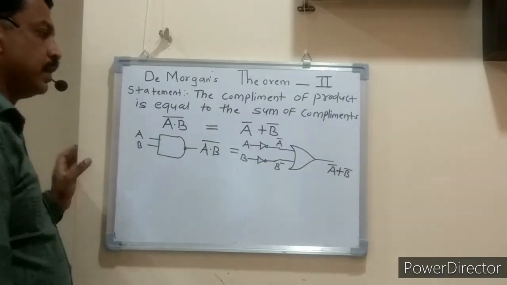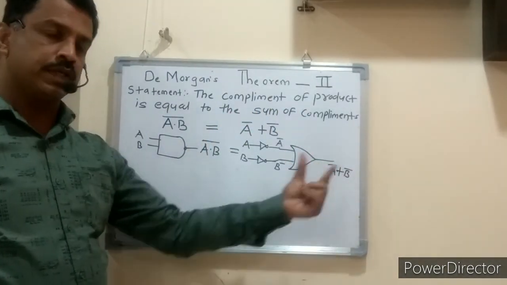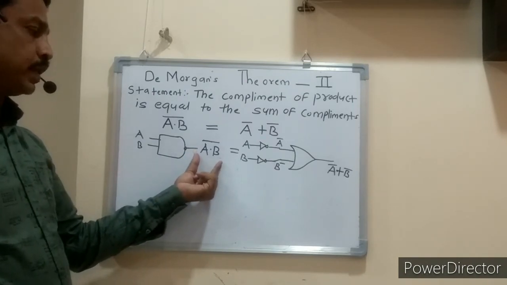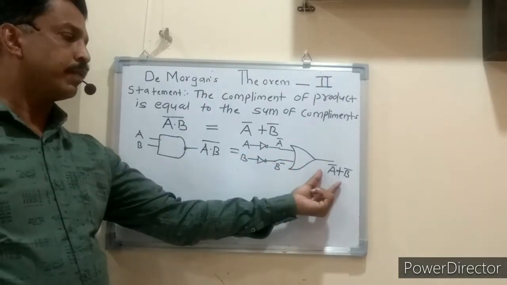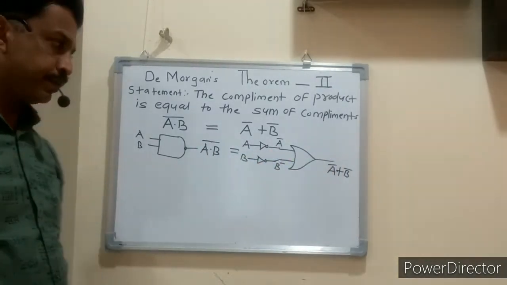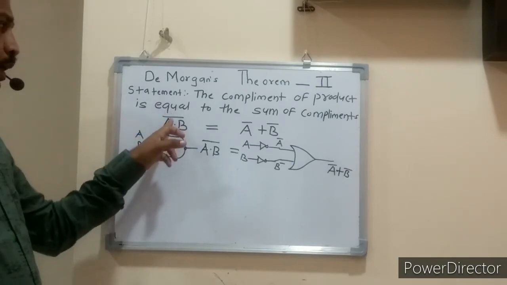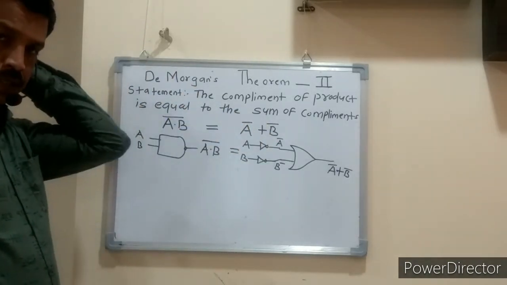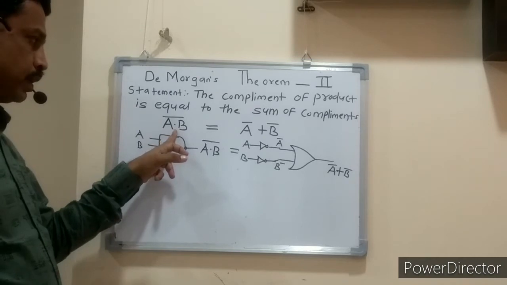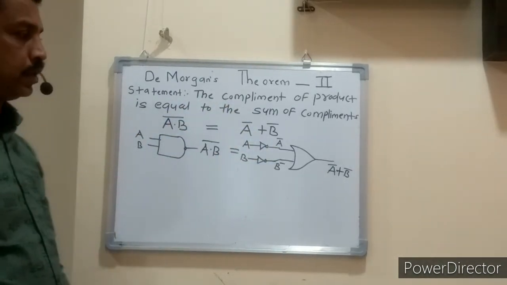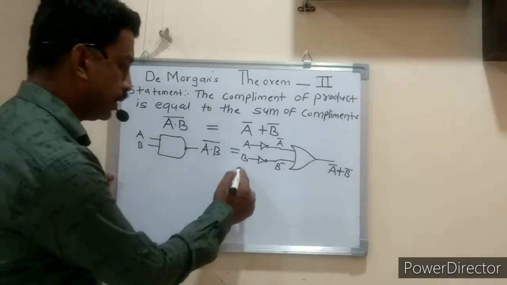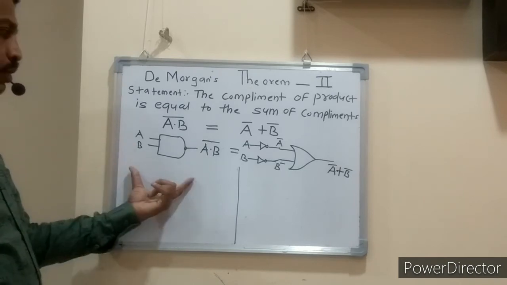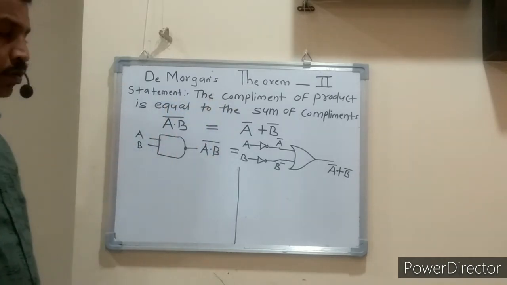So here a complement plus b complement. In this way, this is the sum of the complements, and here the complement of the product means (a dot b) complement, and the sum of complements means a complement plus b complement. Here also, same: break the line and change the sign. Here it is the multiplication sign, here it is the plus sign. Now again we can verify whether the left side and right side are the same or not. If the truth table is the same, then our theorem is also correct.